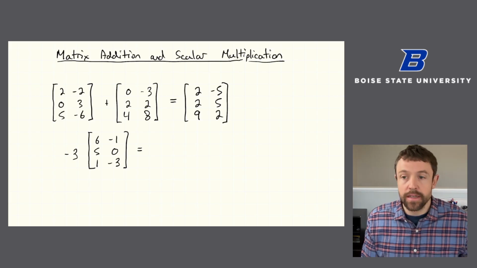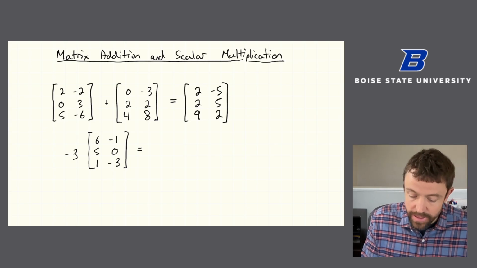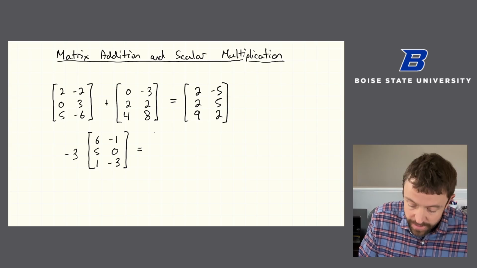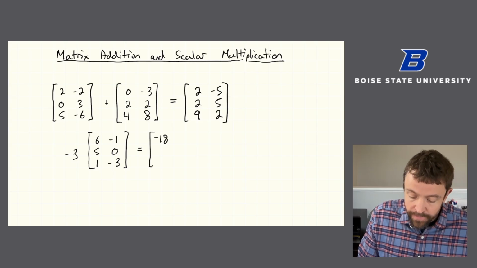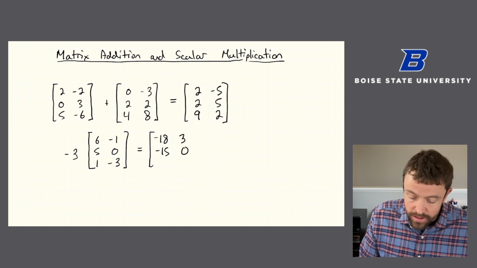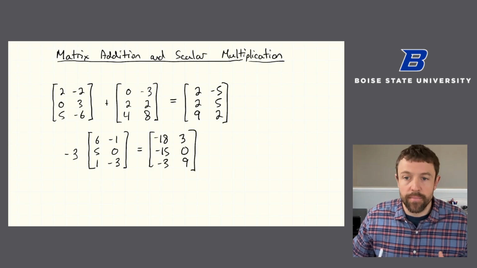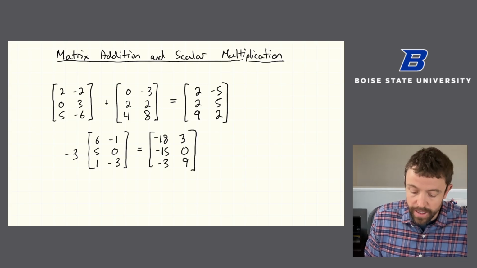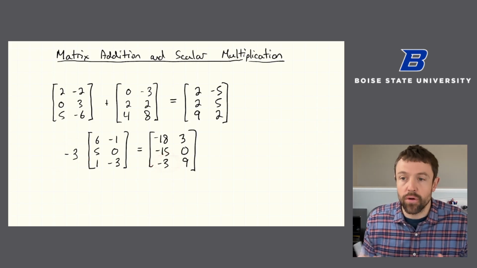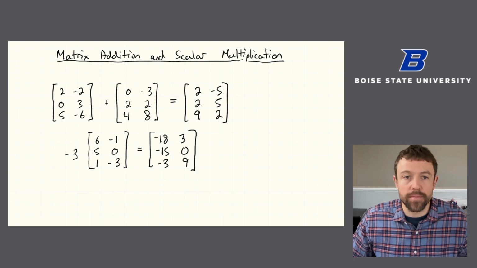I can similarly multiply any matrix by a scalar entry-wise. And what I'll do here is, to get the top left entry, I'll multiply my scalar -3 by 6 to get -18. And then -3 times -1 is +3, and so forth. So each entry in my resulting matrix is obtained by multiplying the entry in the first matrix, in this case 1, by the scalar -3, and that goes in the corresponding entry of my new matrix. So that's matrix addition and scalar multiplication.